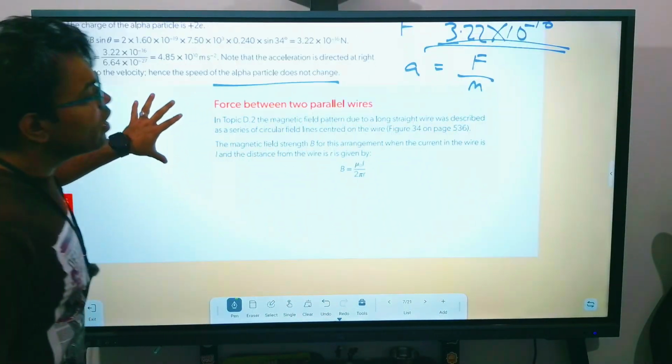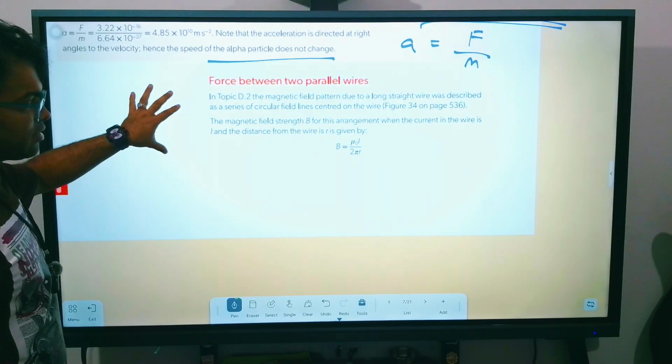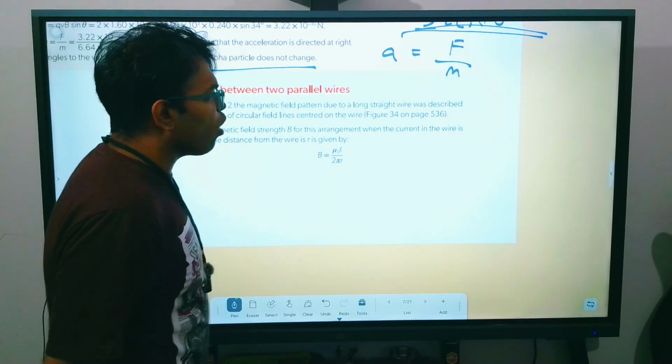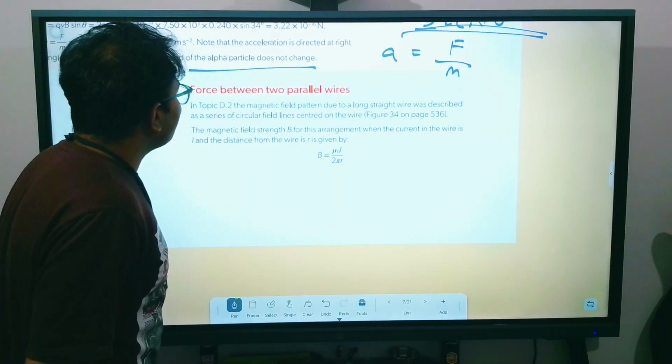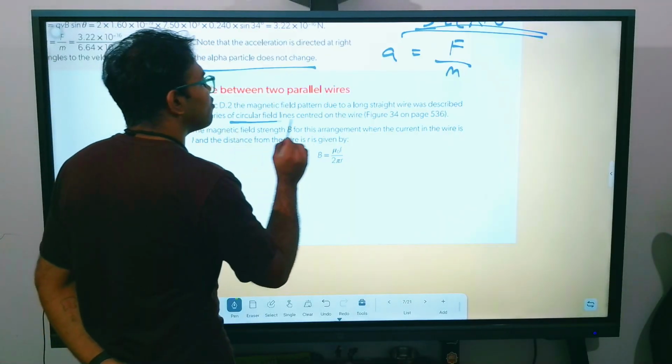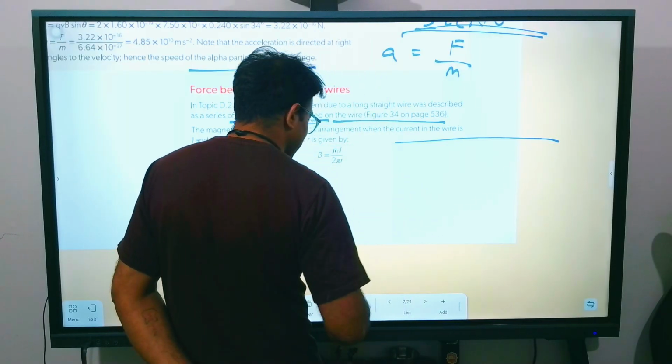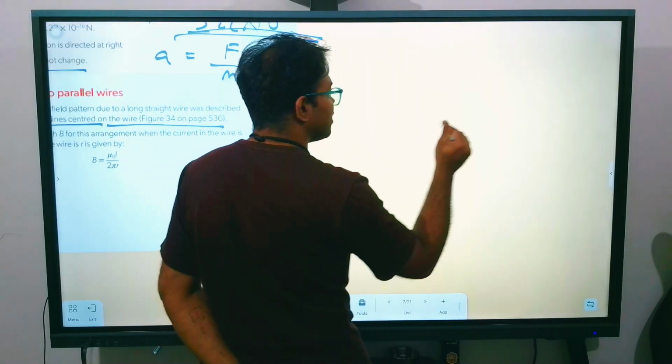Now, force between two parallel wires. In topic D2, the magnetic field pattern due to a long straight wire was described as a series of circular field lines centered on the wire, right? So basically, what was happening here? We just learned this in D2.